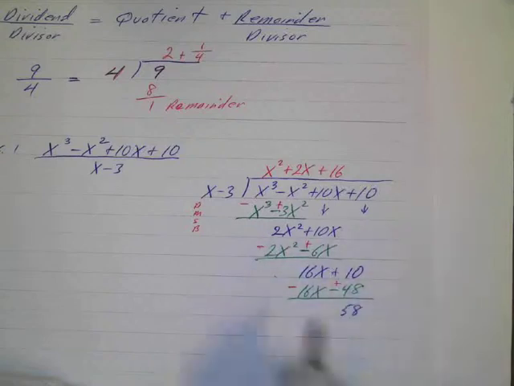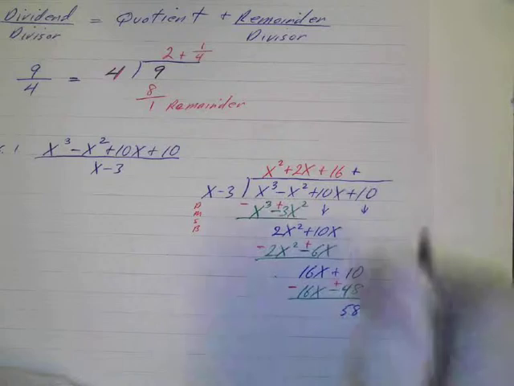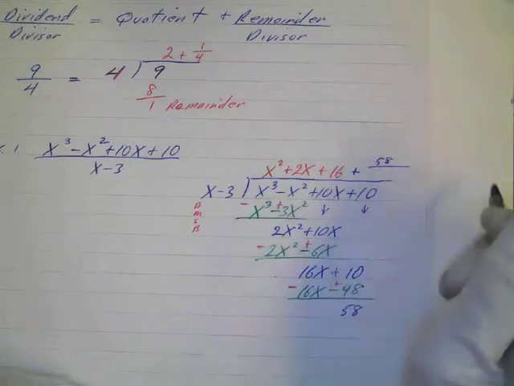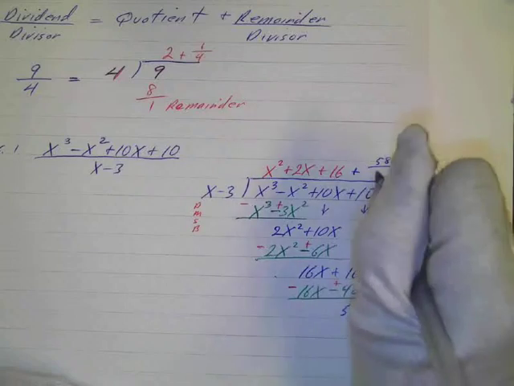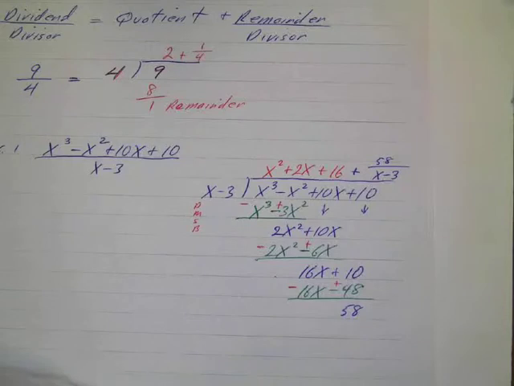I'm all done. And I can rewrite the remainder over the divisor. So it's going to be plus, like we said up here, the quotient plus the remainder over the divisor. So 58 over x minus 3. Okay, hope that makes sense.